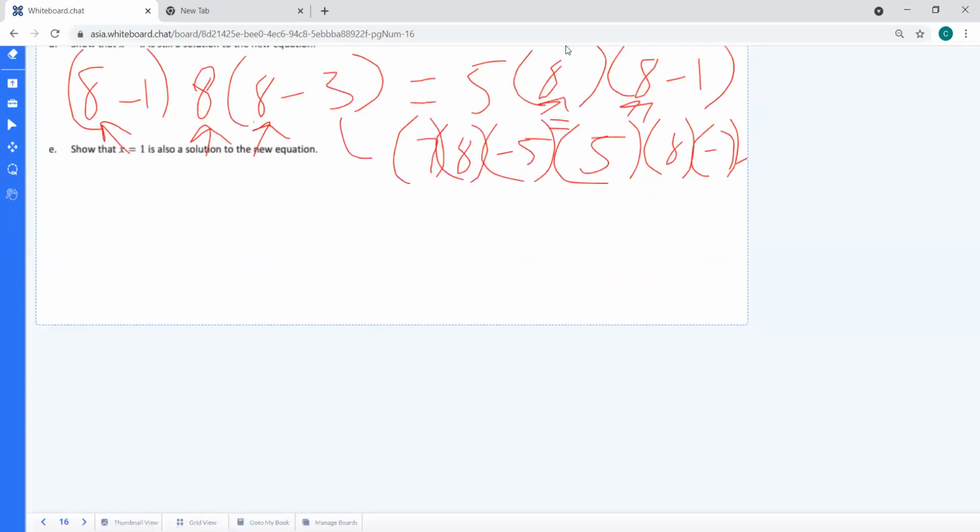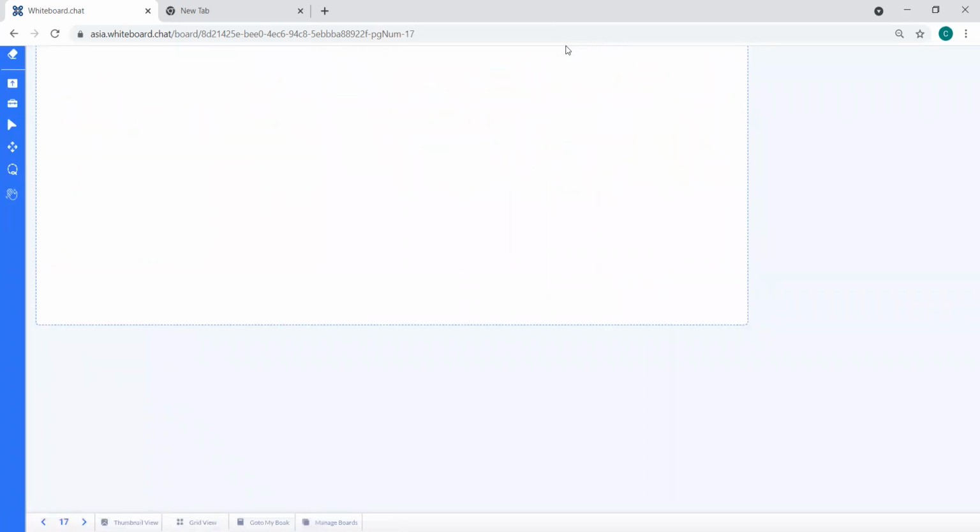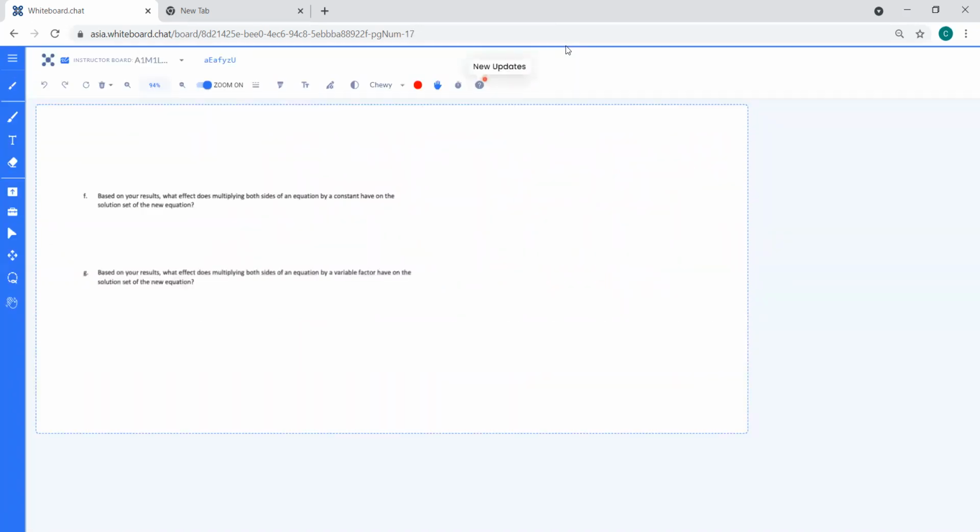Okay. Let's see here. Based on your results, what effect does multiplying both sides of an equation by a constant have on the solution? It does not affect it at all. If you do it to both sides, it doesn't affect it at all. Based on your results, nothing.